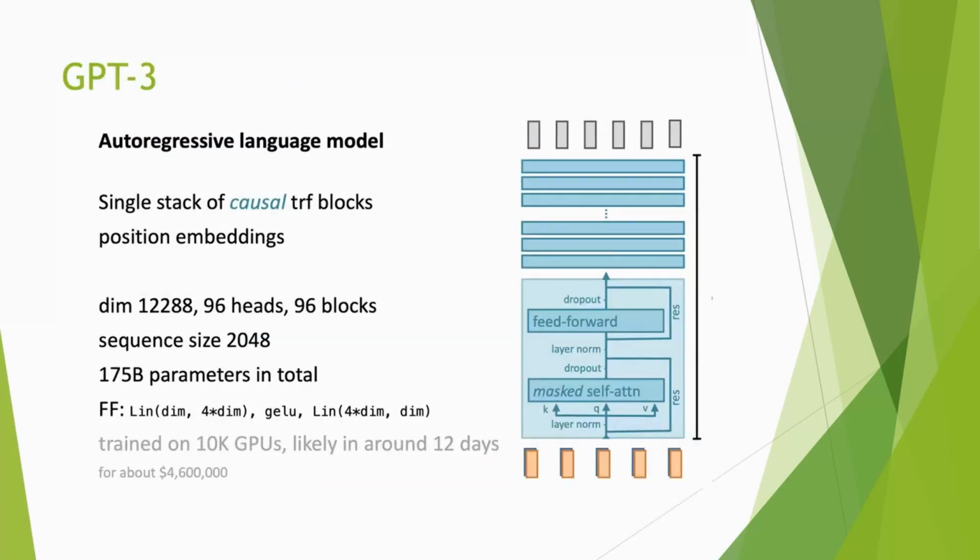And then comes GPT-3. And it's the same. It's an autoregressive language model. It's a stack of causal transformer blocks with positional encoding, but the size of it is 175 billion parameters in total.